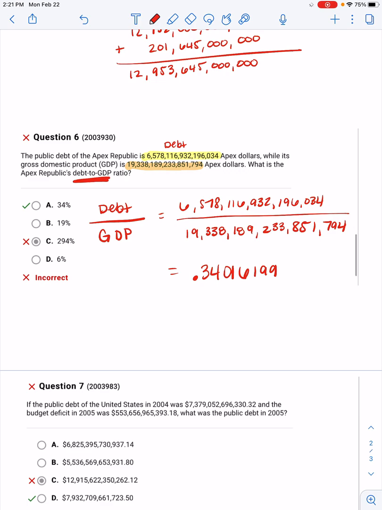In order to get the percentage, we just move a decimal over 2 times. So it's 34.02%, basically. 34.02. So the closest answer here is 34%.